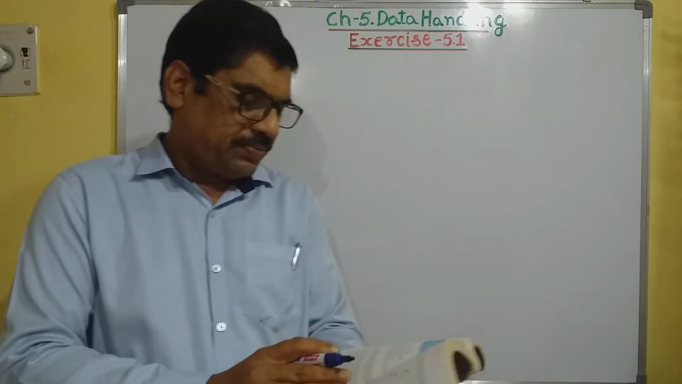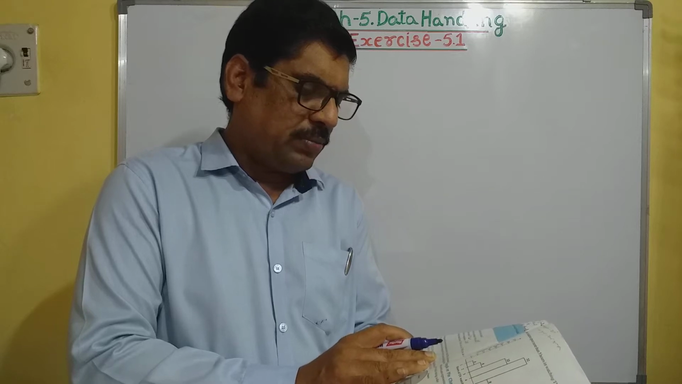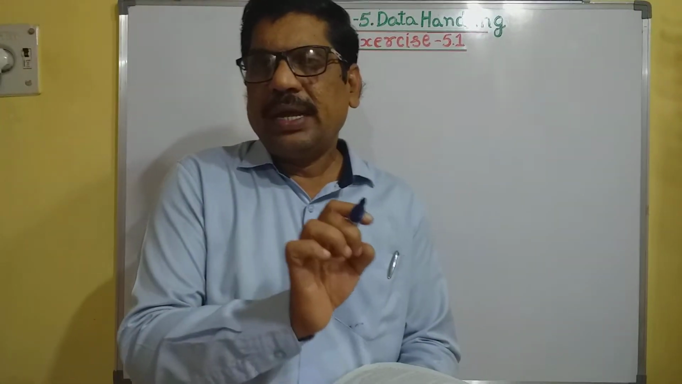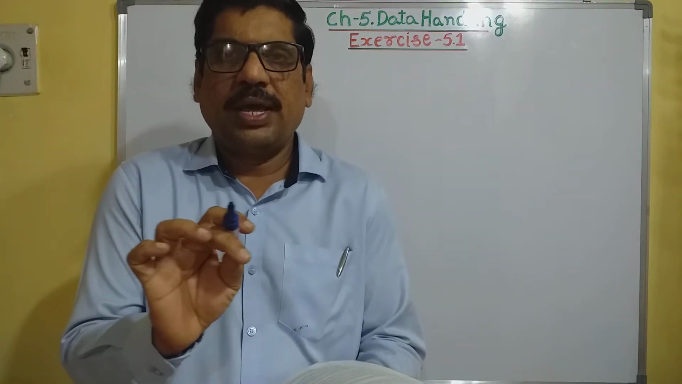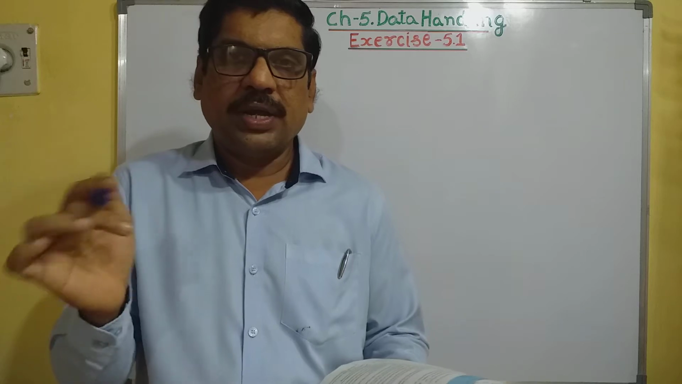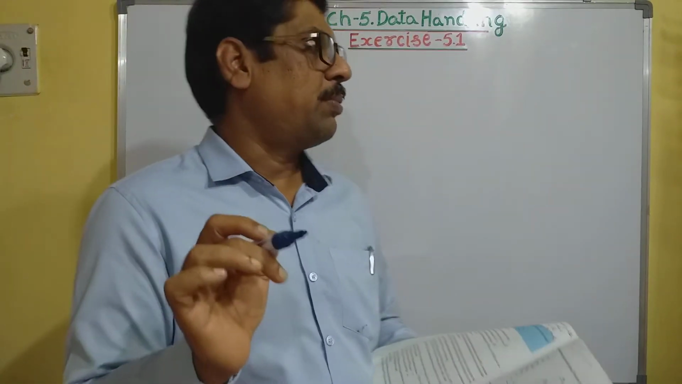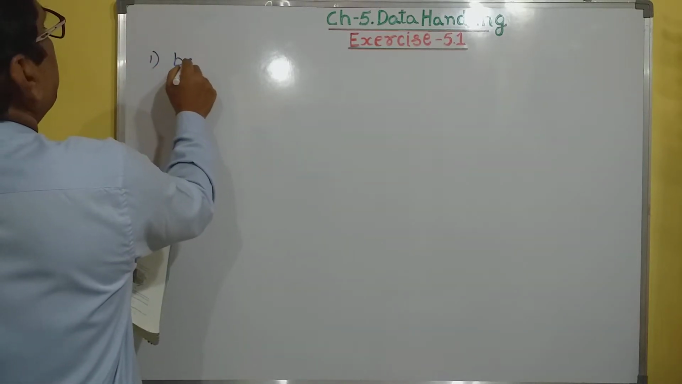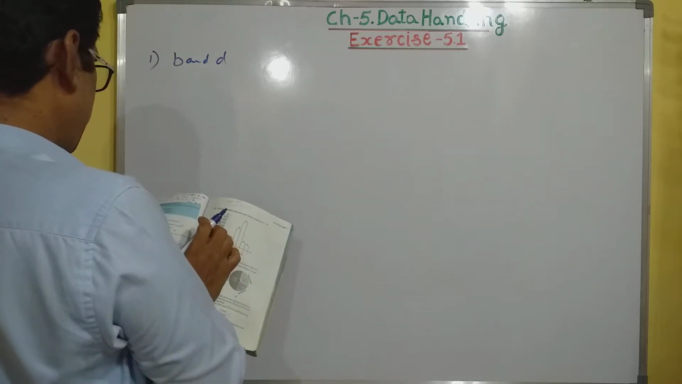Now D, the number of passengers boarding trains from 7 a.m. to 7 p.m. at a station. So we can divide this data into regular intervals like class intervals, and we can represent this information with the help of a histogram. So the answer for the first question is B and D.